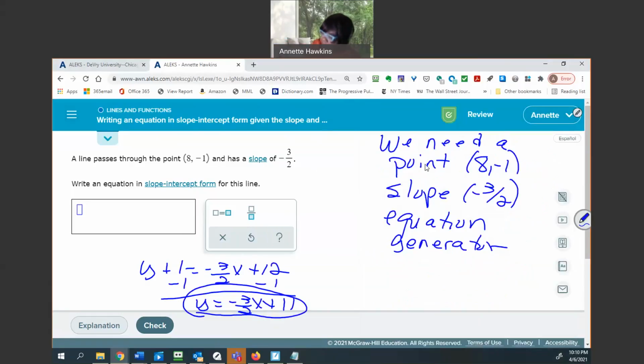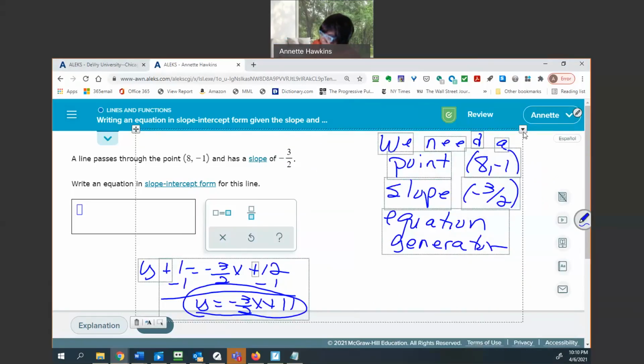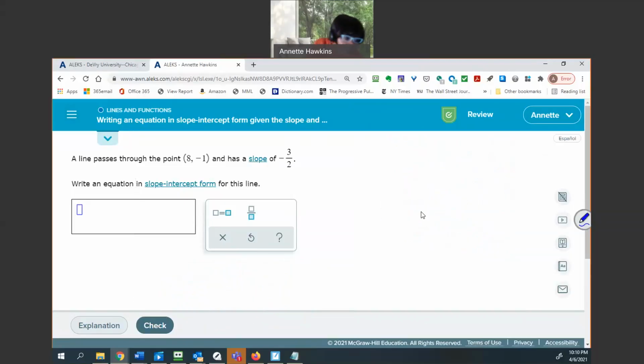All right, let's continue. Write the equation of a line given the y-intercept and another point. Okay.